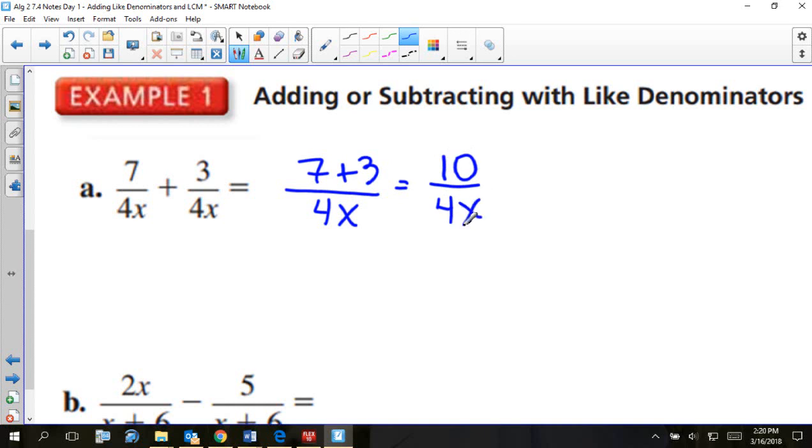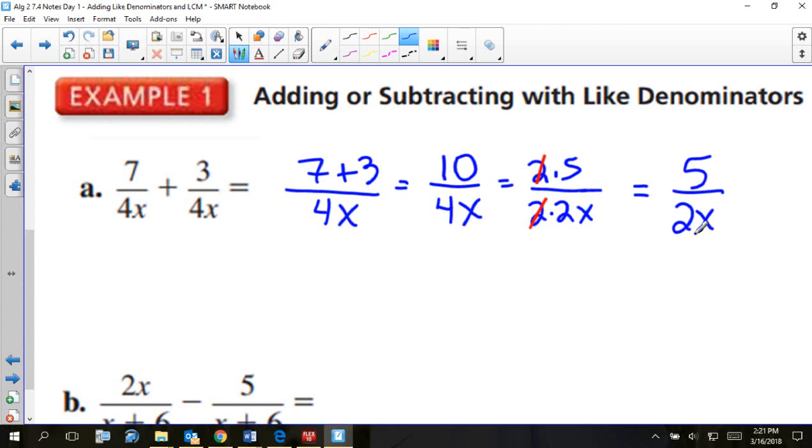So it's a factor. 10, 4. 2 times 5, 2 times 2 times x. If I factor it, and they're the same factors, we can cancel. And if you did your assignment last night, you just did a ton of that.